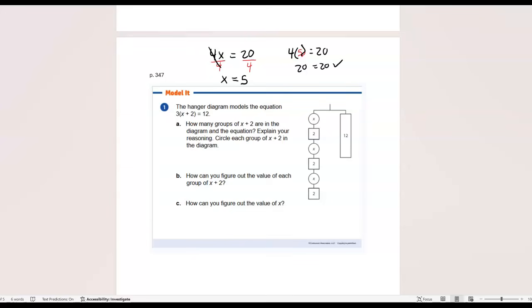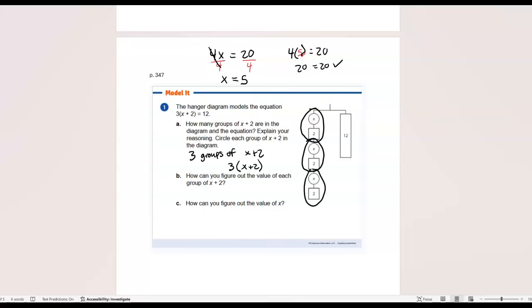So today, the hangar models the equation 3(x + 2) = 12. How many groups of x plus 2 are in the diagram? Well, let's count them. We have 1 group of x plus 2, 2 groups of x plus 2, 3 groups of x plus 2. Because we have 3 groups of x plus 2, that's the same thing as saying 3 times a group of x plus 2. So that's why we can write 3(x + 2), which means times x plus 2, right?